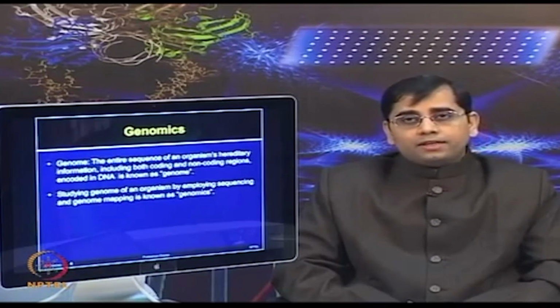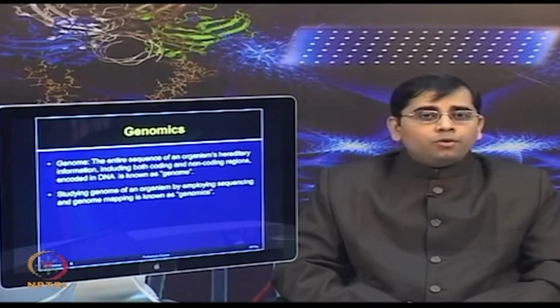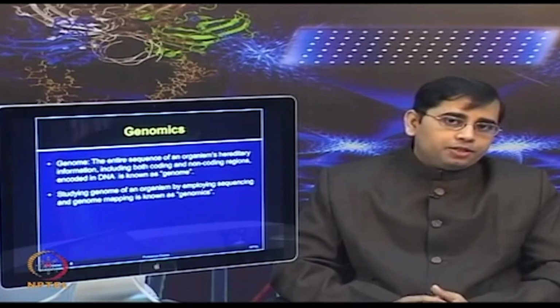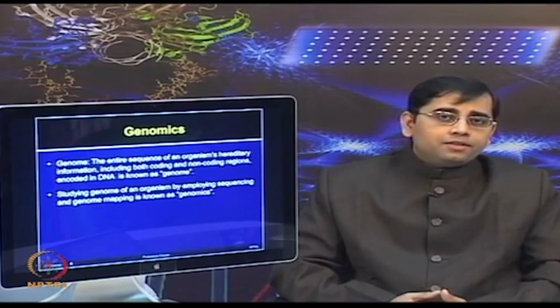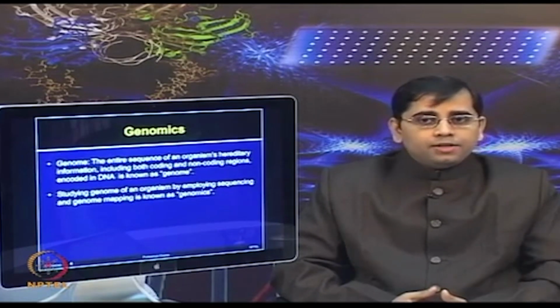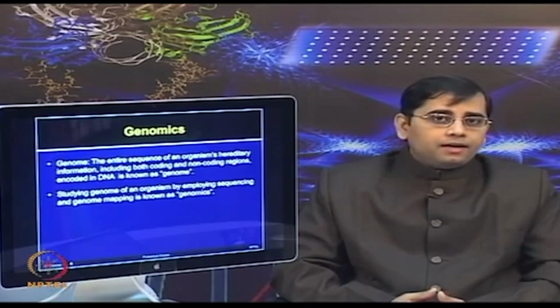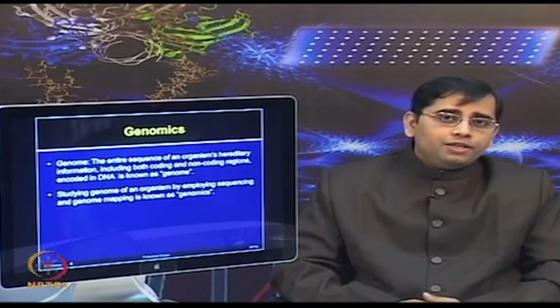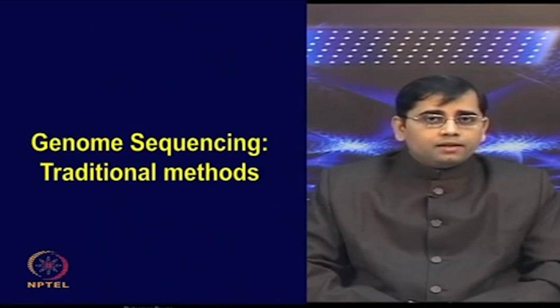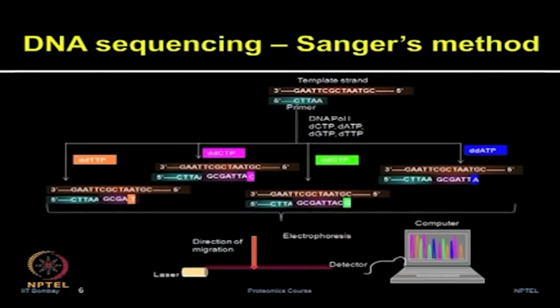The genome sequencing projects produced a massive amount of information on DNA sequences for many species. The genomics research is also providing information on mutations, deletions and epigenetic alterations which modulate gene expression. Various sequencing methods have been employed for genome sequencing. Let us first discuss the traditional methods. The traditional DNA sequencing was done by using Sanger's method.